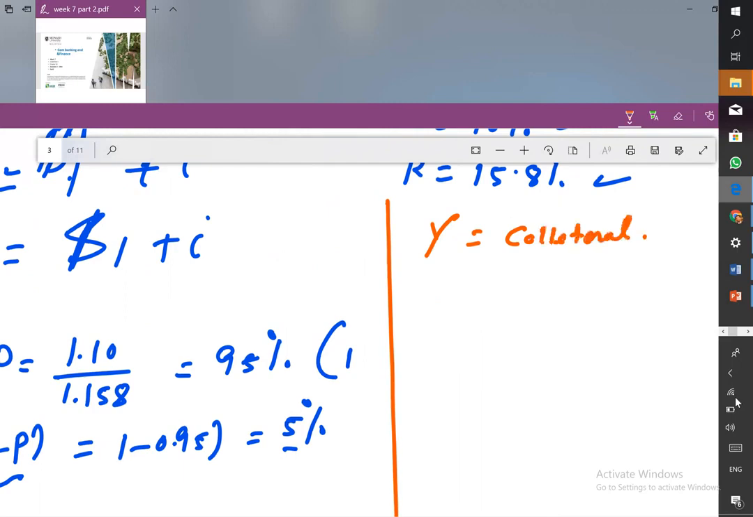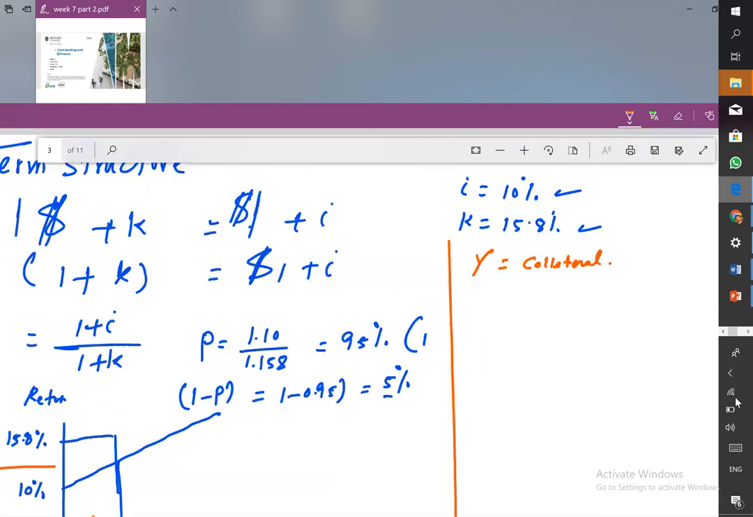Now, when we talk about the collateral, which means when we want to talk about the payoff of our investment, it will be my dollar plus its interest, times its probability, plus my dollar times the probability of defaulting. That is, my dollar plus the K times the probability of defaulting, which is 1 minus B.